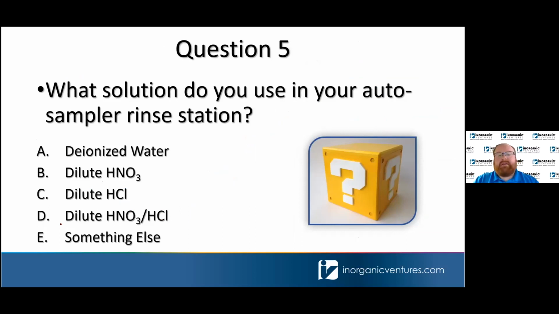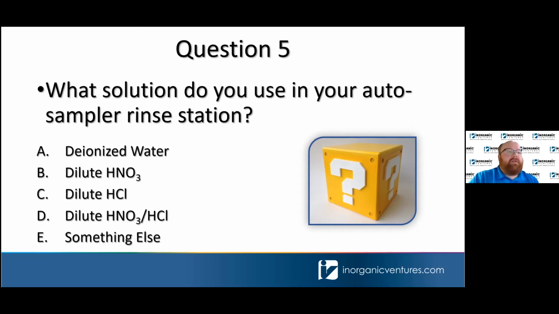I will say though, at Inorganic Ventures, we've got several ICPs. A couple of them use nitric. None of them use HCl, but one of them actually has a dual port system, so we can choose water or nitric. So we'll give you a couple more seconds. All right.